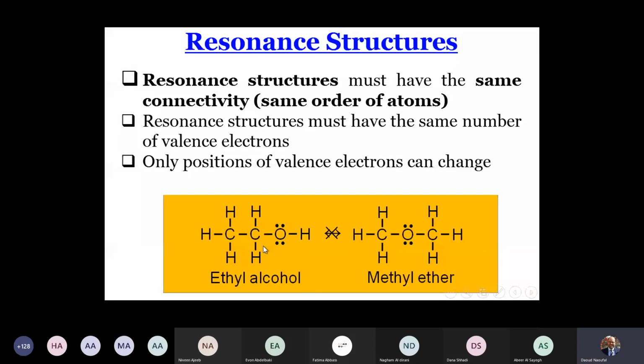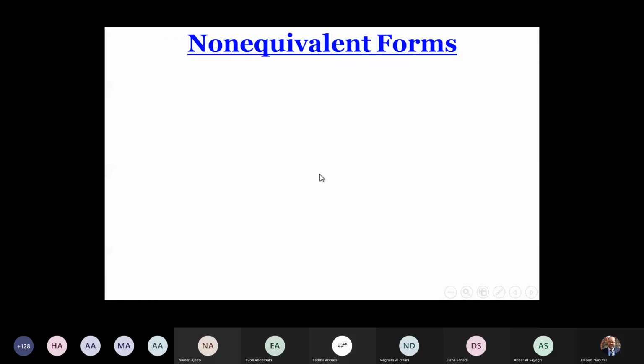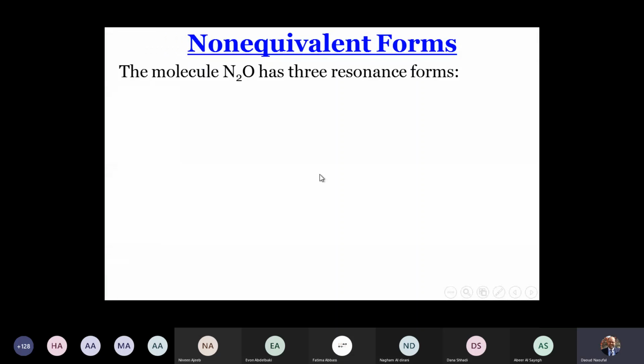The first is the Lewis structure for alcohol. The second is the Lewis structure for another family of organic compounds called ether. So these structures are not resonance. Non-equivalent forms.